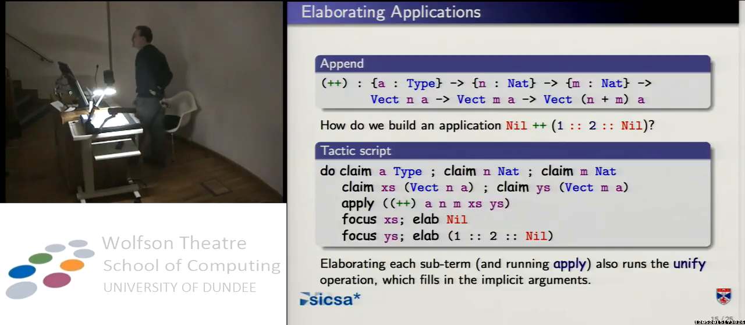Nothing inside the system is going to check that that's happened, except that if there wasn't enough information, we'll get to the end, and there'll still be a hole. And if there's still a hole, we'll report an error and say, you need to give me more information here. So every time we apply, every time we elaborate a subterm, the machine is going to be running the unify operation to see if it can figure out what the gaps are.